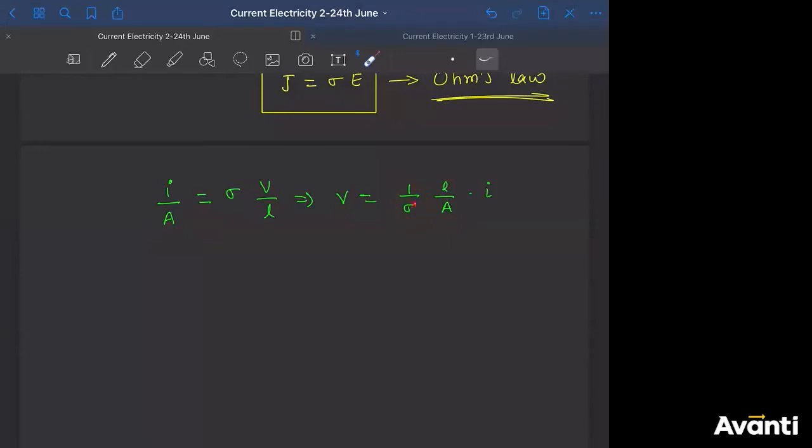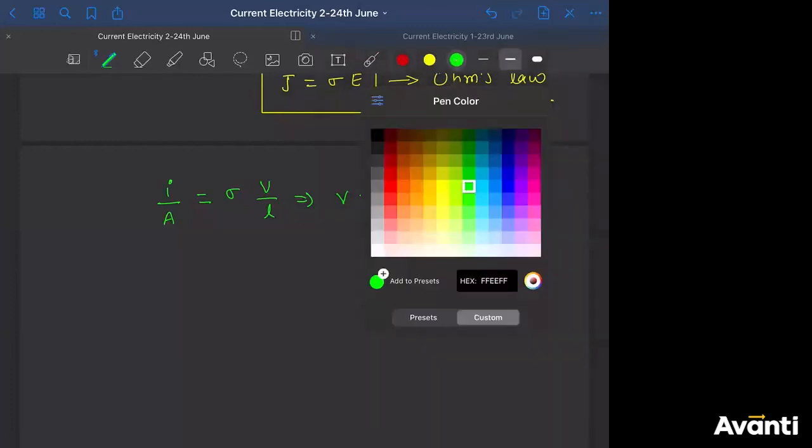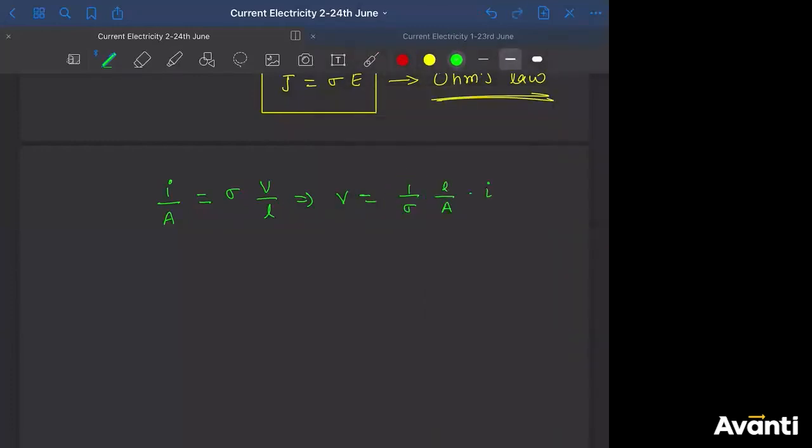So this is conductivity. 1 by conductivity is called as resistivity. This is called as, let me use a yellow color here, yellow color. Okay. So this is called as resistivity.